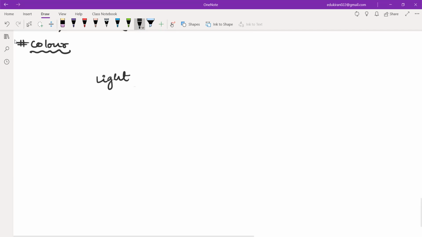Let us suppose there is a surface here, and we have kept a blue object. So why are we seeing this as blue and nothing else? How can we see this blue color? Now this white light is coming, and it is not just white light, it is rather with VIBGYOR.